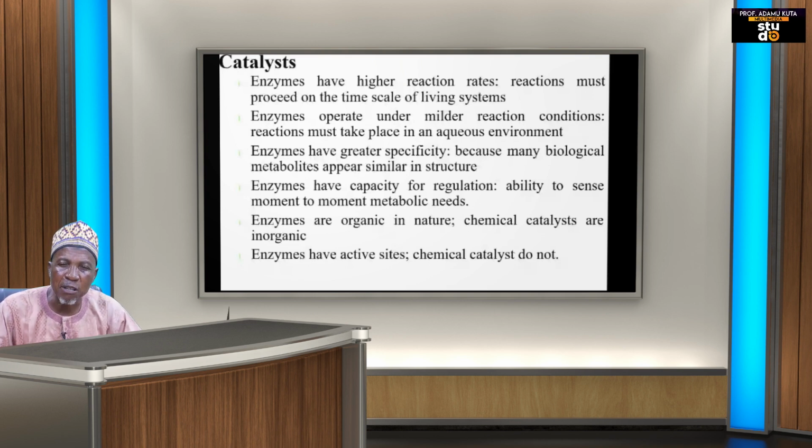Because of this specificity, like I mentioned before, they can distinguish between structurally similar metabolites. Enzymes of glucose metabolism will only catalyze glucose. Enzymes of galactose metabolism will only catalyze galactose, despite the fact that galactose and glucose, the difference in their structure lies in only one carbon atom. But this difference will still allow enzymes to distinguish between them.